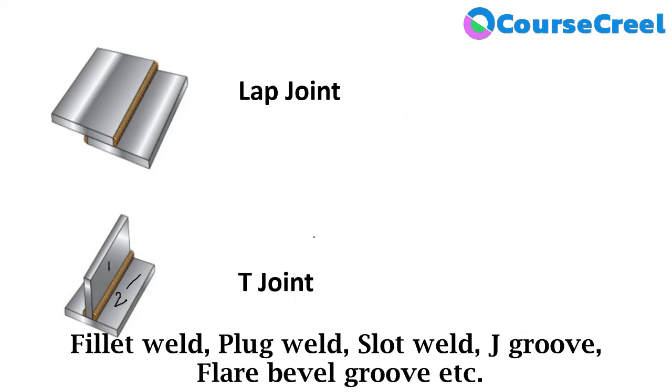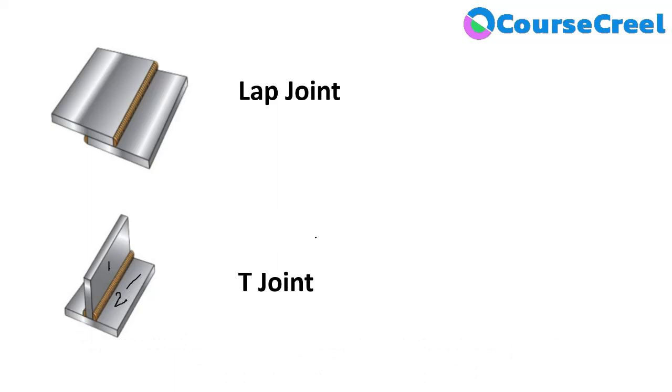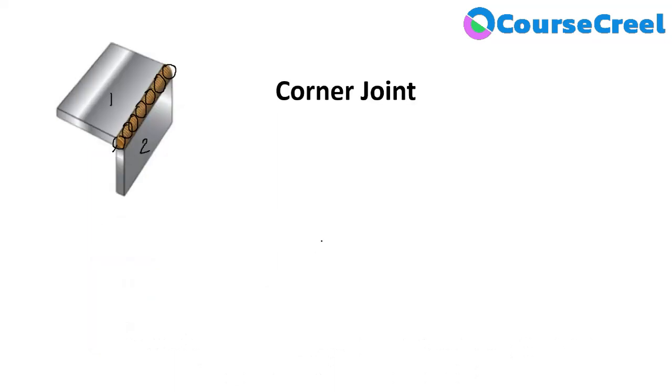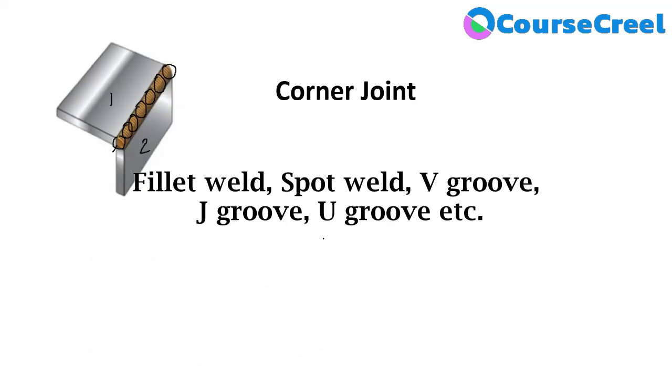Now let's come to the T joint, which has different types. It can be fillet weld, plug weld, slot weld, bevel groove weld, J groove, flare bevel groove, etc. Now let's come to the corner joint. A corner joint can also be a fillet weld corner joint, spot weld, V groove, J groove, U groove, etc. These types of joints we can use as per the application.